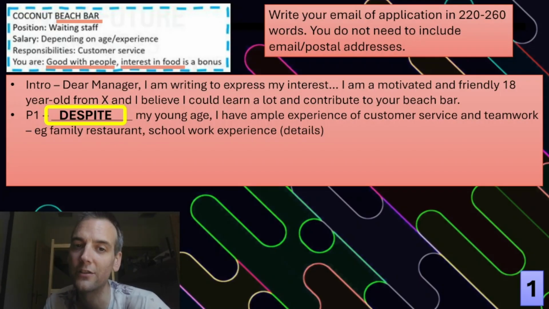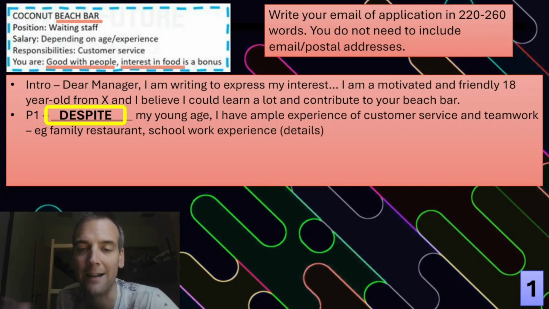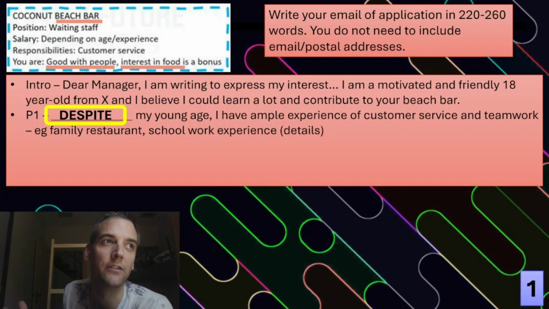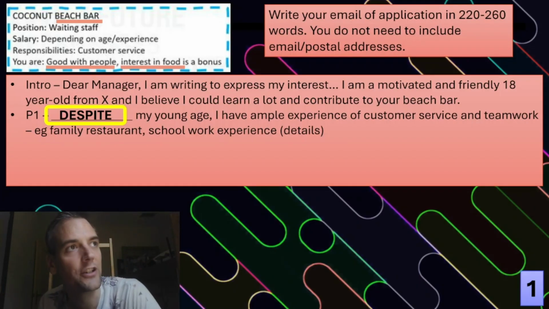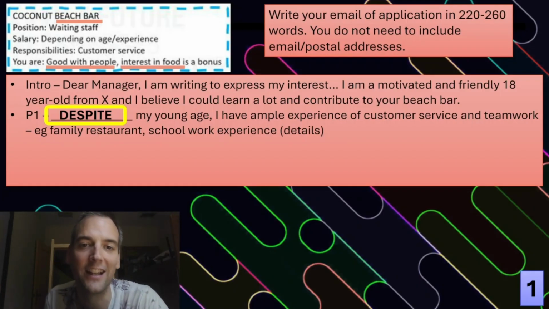And then you'll also notice really nice little phrases like ample experience. This is a common collocation. We can say ample experience or vast experience. You don't say large experience or big experience. You say ample or vast. Nice phrases that you can try to remember and use.